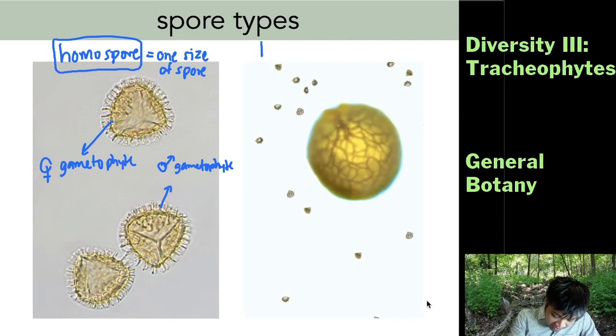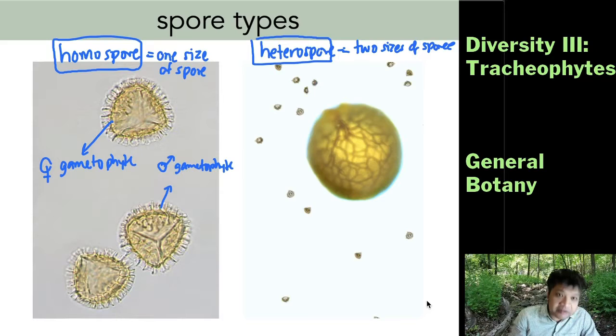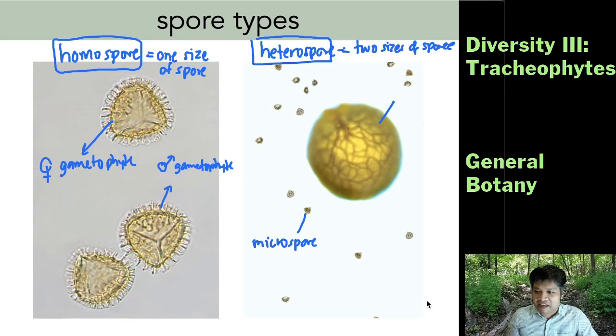The other one is heterospore. There are two sizes of spores. In this case, you produce two types of spores. The little one is called microspore, the little spore, and the big one is a lot bigger. It's not just a tiny bit bigger, it's a lot bigger. This is called megaspore. If you're a shopping fan in Thailand, you think of Mega Bang Na, right? Mega Bang Na is huge, like a huge place.